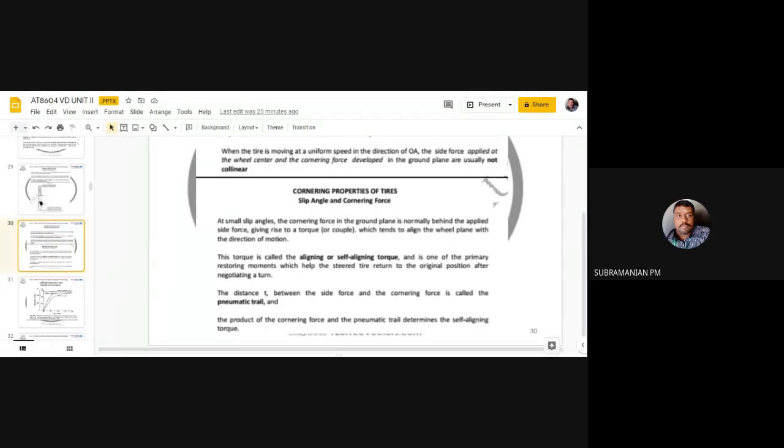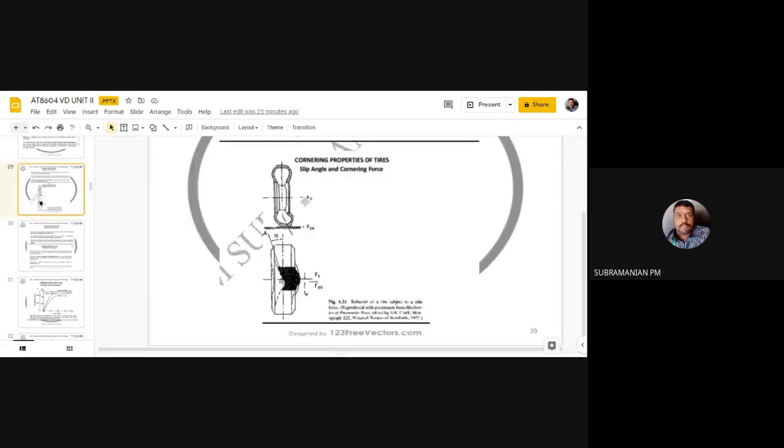After completing the turn, the tire will again come back to the original path. That is, it will be traveling along the straight-ahead position. So no side force will be acting, and the slip angle also will not be there once it comes to the original position. Okay.